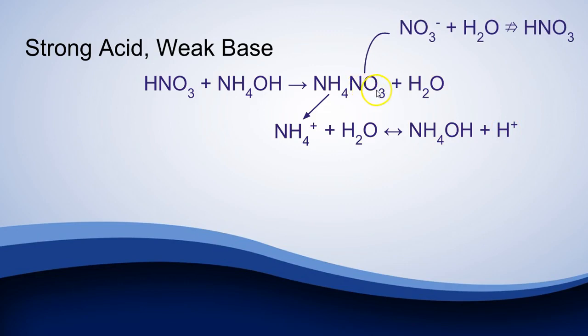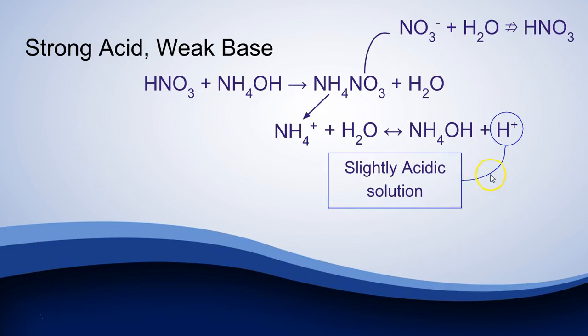Now, is NO3 going to do the same thing and cancel it out? Well, think what it would produce. If NO3 hydrolyzed, then it would have to pull a hydrogen off of water and make HNO3. But HNO3 is a strong acid, and so that's not going to happen. So we're going to end up with a slightly acidic solution because we have the hydrolysis of the ammonium ion.